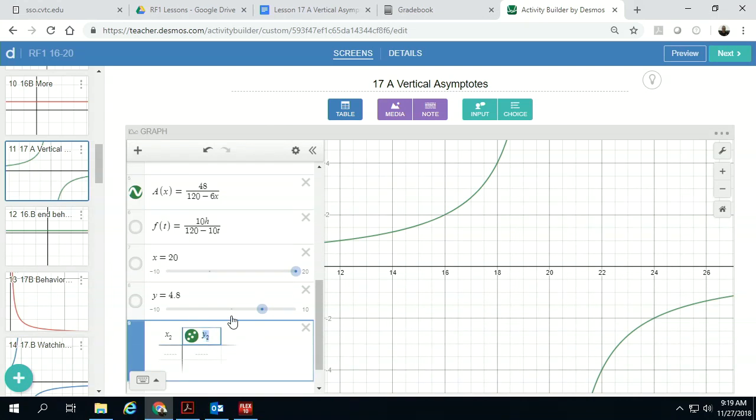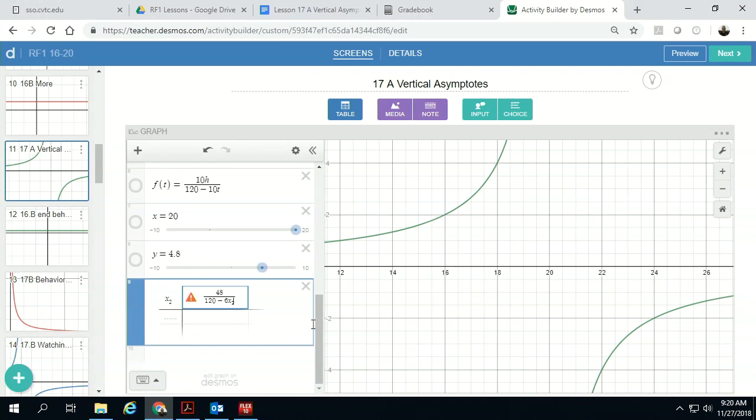And instead of letting it be y2, we're going to write it as 48 divided by, I forgot what our function was, 120 minus 6x2. Okay, do you have that on your Desmos? If you don't, show me and I'll help you get it, because this is a cool way to get lots of answers at the same time.